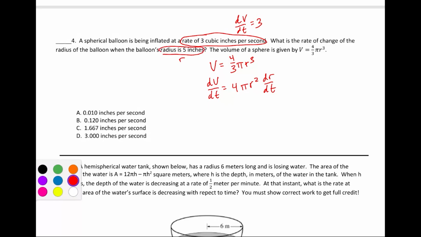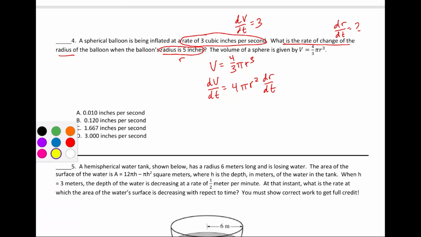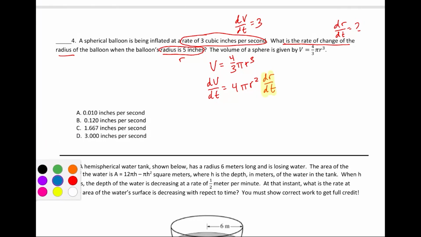And so we're looking for the rate of change of the radius. So it's saying how is the radius changing with respect to time? We're solving for dr/dt. So for dV/dt, we're going to plug in 3. And then for the radius, we're going to plug in 5. And now we're just going to do a little bit of algebraic manipulation to get that dr/dt.